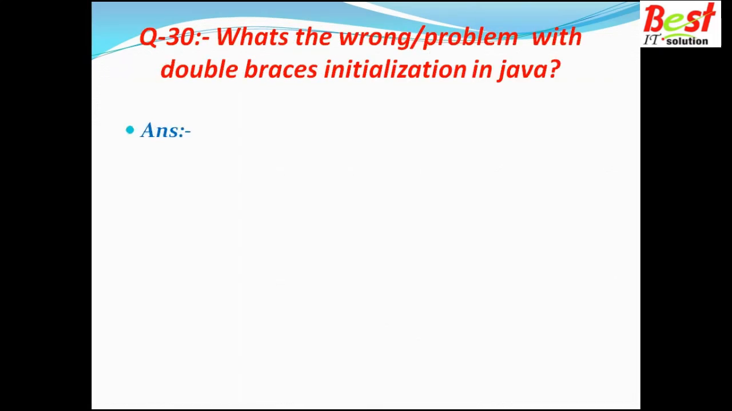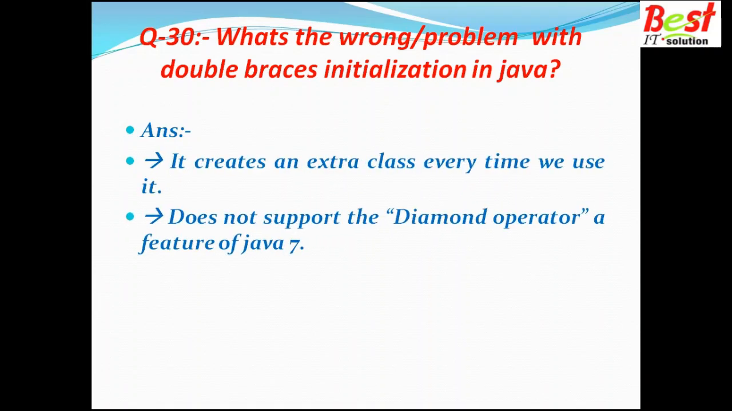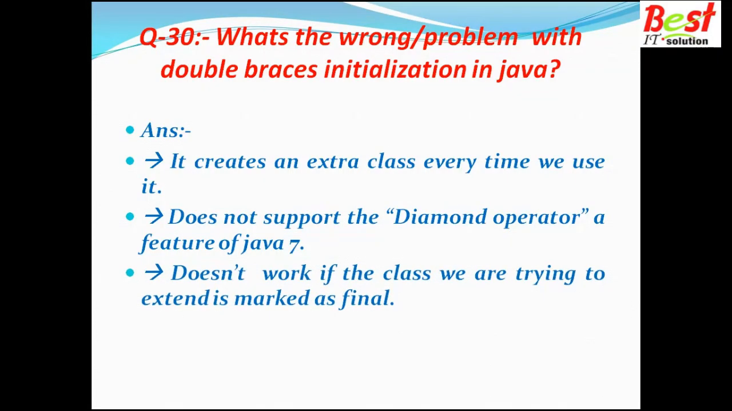What is wrong or the problem with double brace initialization in Java? Double brace initialization means that during the creation of the list we can initialize the variable values. So what is the drawback? It creates an extra class every time we use it. It does not support the diamond operator, a feature of Java 7.